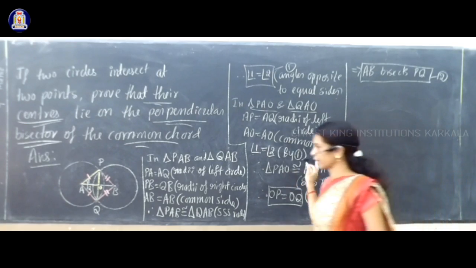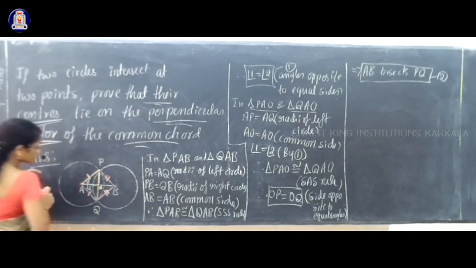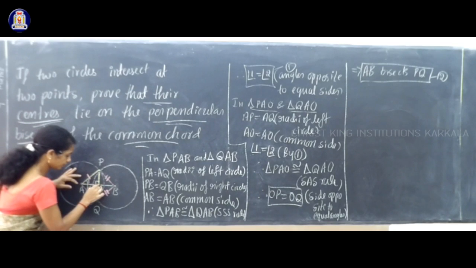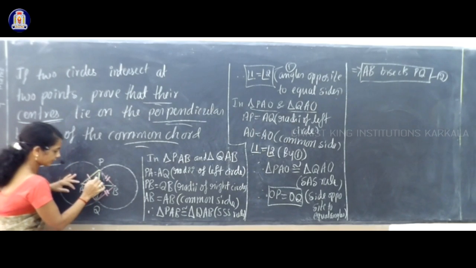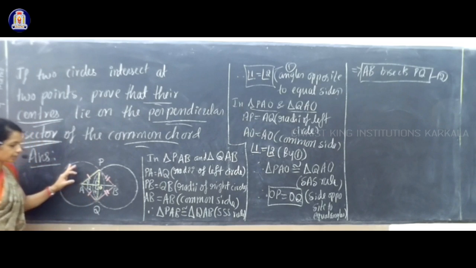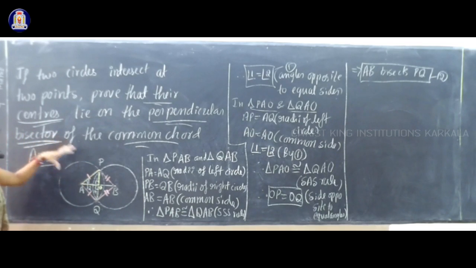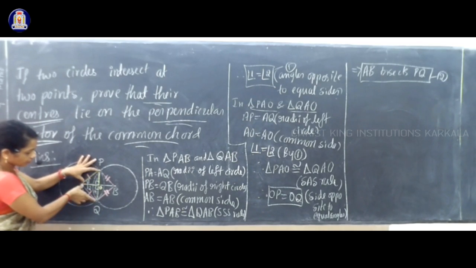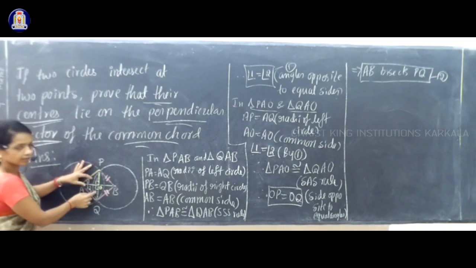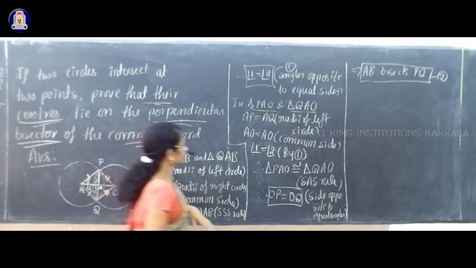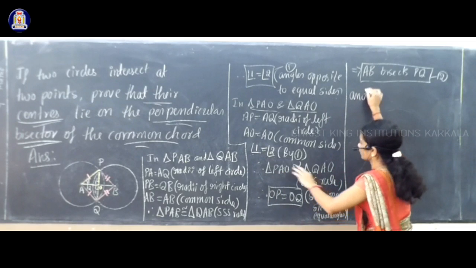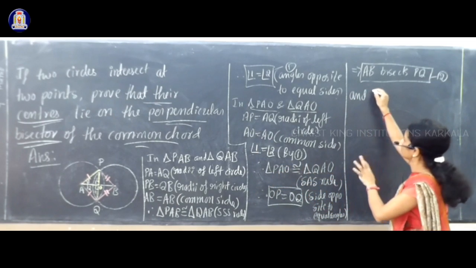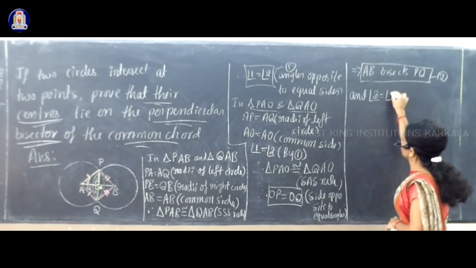Since we proved these two triangles are congruent, one more thing we can see: I'll highlight these angles. I'll take this angle as 3 and this angle as 4. Can I say angle 3 is equal to angle 4? We can say so, because we just proved these two triangles are congruent. Angles opposite to the two equal sides PA and AQ are equal, and opposite to that you have angles 3 and 4, they are equal. This is by congruency of triangles. Angle 3 is equal to angle 4.